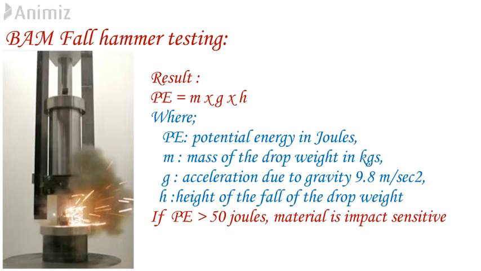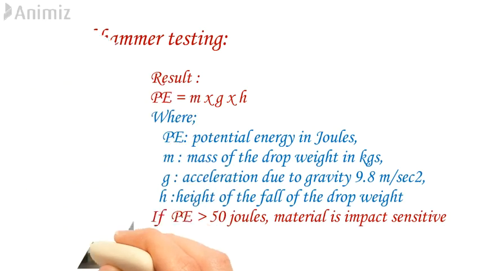Result and interpretation. The result of this experiment is either positive, that is shock sensitive, or negative, not shock sensitive. But if the result is positive, then the potential energy required to create shock sensitivity can be calculated using the formula P equals m times g times h, where P is the potential energy in joules, m is the mass of the drop weight in kg, g is the acceleration due to gravity, and h is the height of the fall of the drop weight.